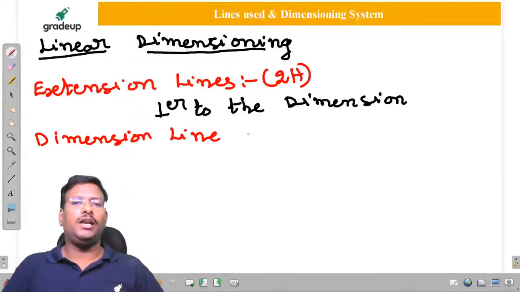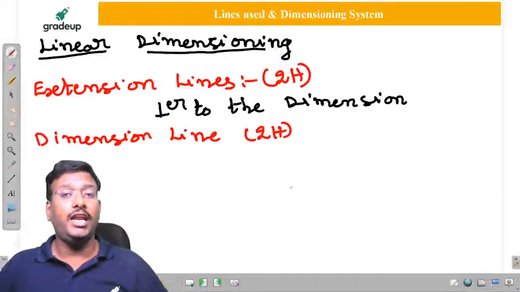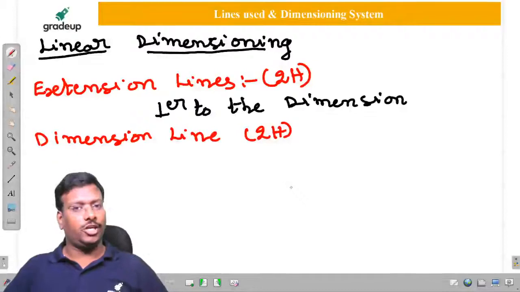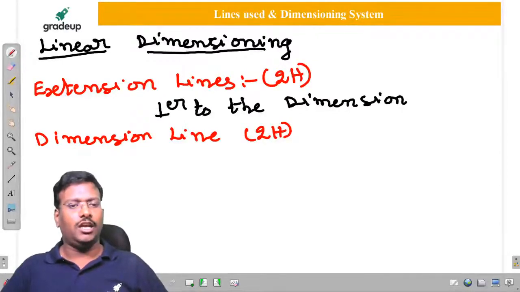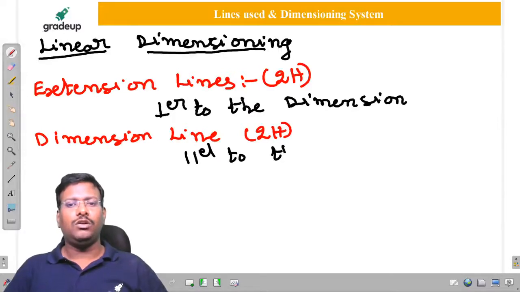This is nothing but the line on which we are giving that dimension. The line on which you are giving the dimension is called the dimension line. How is it going to be? It is parallel to the dimension.